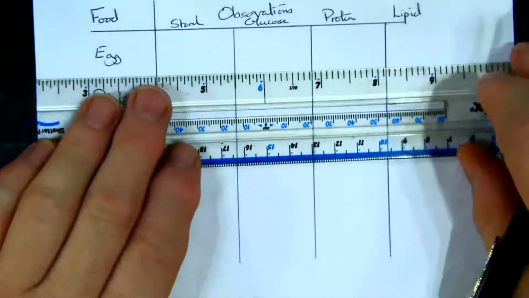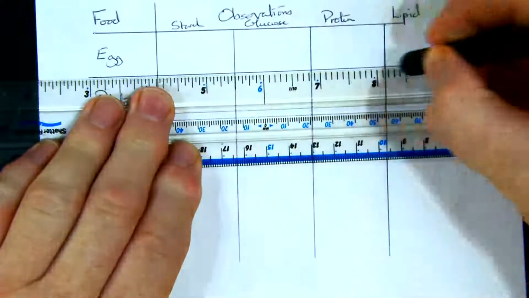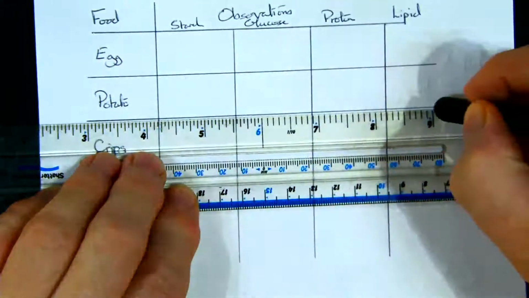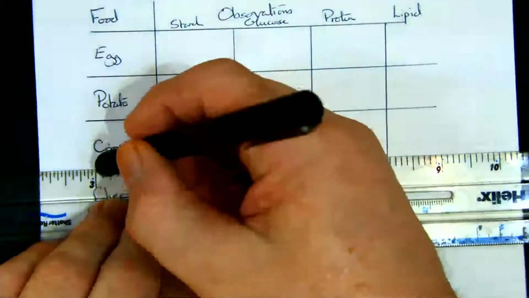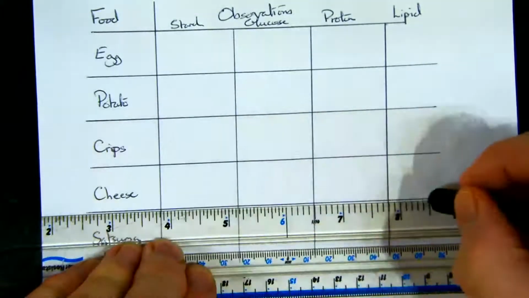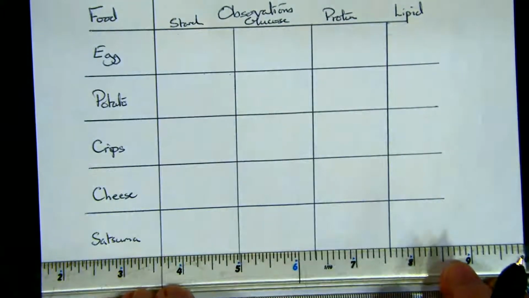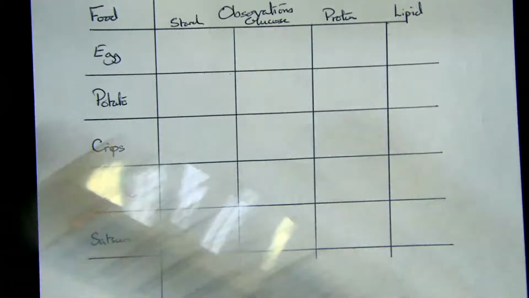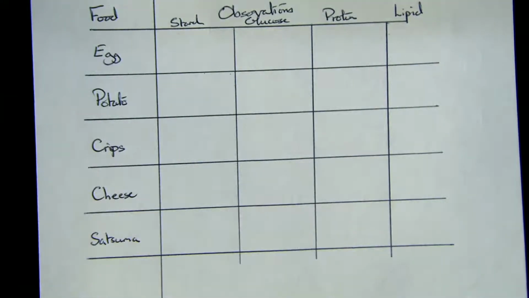There we go. So I've got my egg, potato, crisps, cheese, and we'll have a satsuma. There we are. So there's my basic outline for my tests, and what we need to have are some rules about how we're going to do each of these tests.